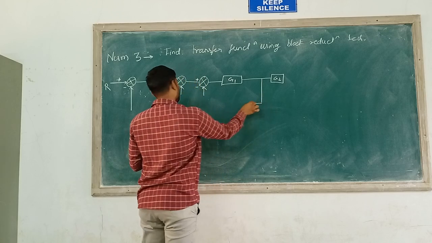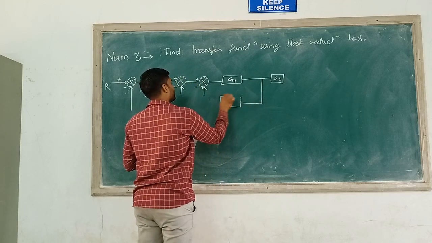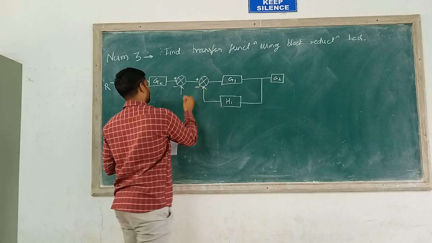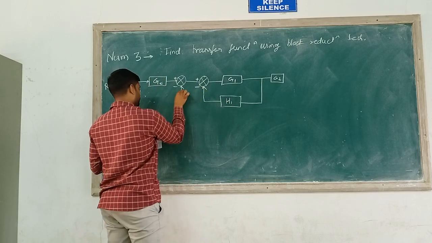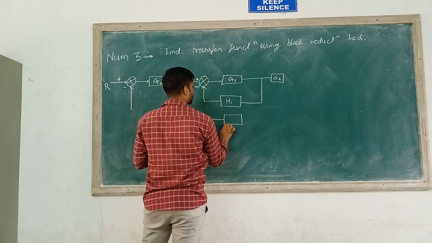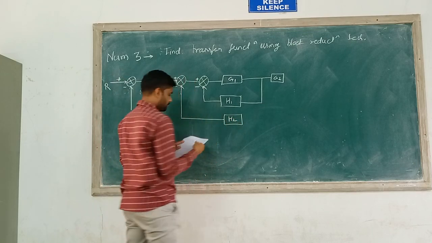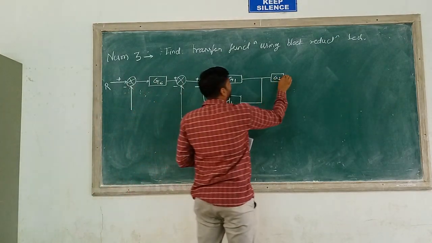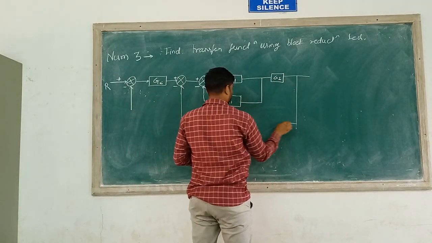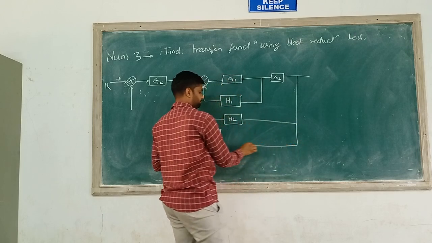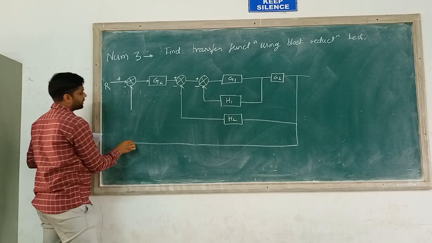Here we have a feedback loop. Function H1 is negative feedback. Again, there is another feedback loop having function H2 around G2. Again, we have a feedback.